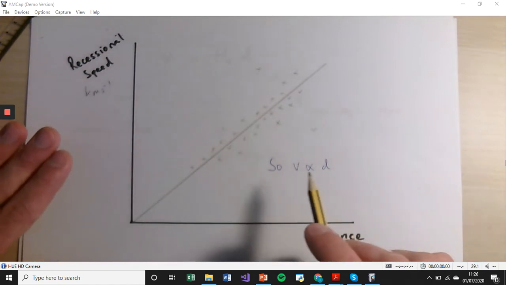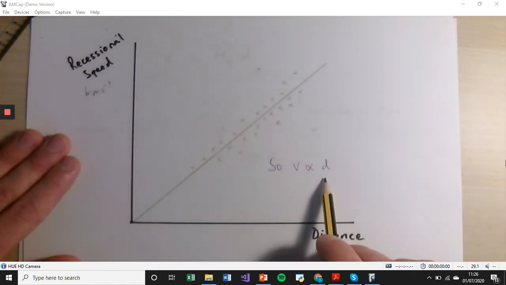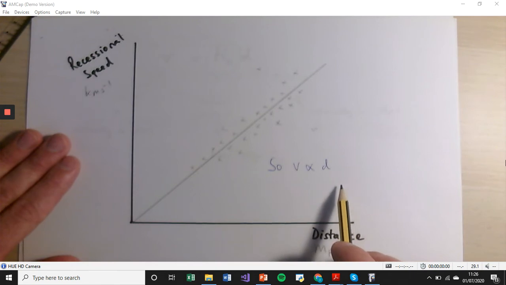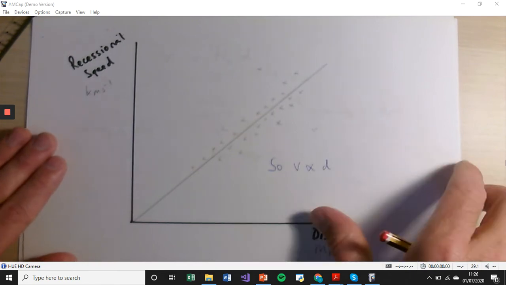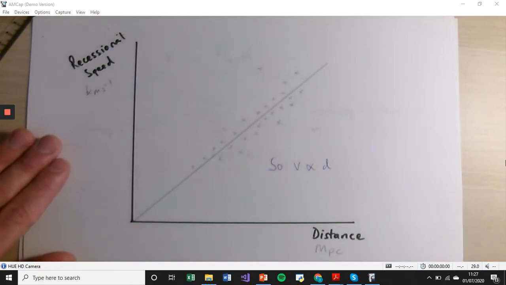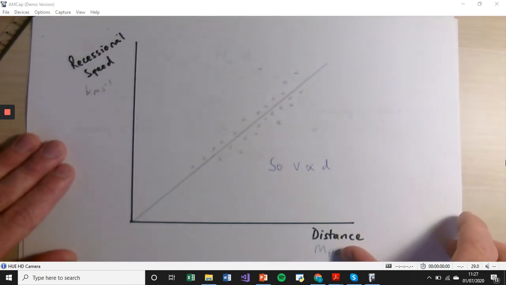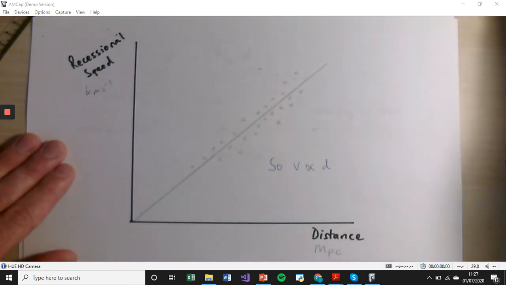Look at this graph. We've seen that the recessional speed is proportional to the distance the star is away from us, and that's what Hubble saw. So remember, the observations he made: the further away a galaxy is from us, the bigger the redshift, so the faster it's moving, and most galaxies are moving away from us.